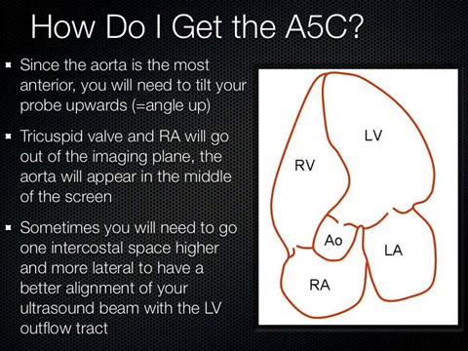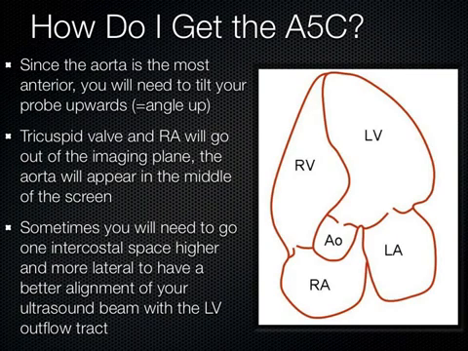Recall that aortic valve is a little bit more anterior, so what we need to do is, once we're in the apical 4, we simply fan the probe a little bit more anteriorly and kind of tilt it up a little bit, and we should see that aortic valve jump into the middle of the screen. The tricuspid valve and the right atrium kind of go out of the imaging plane while the aorta maintains itself right there in the center of the screen.